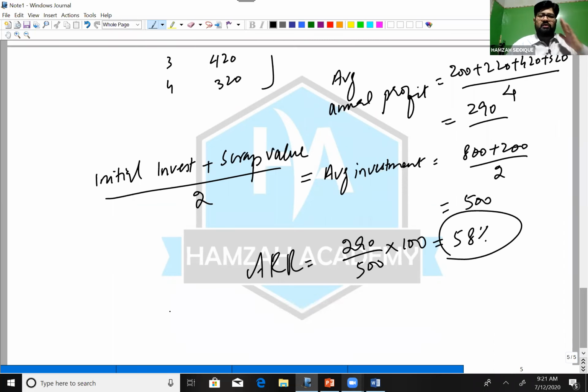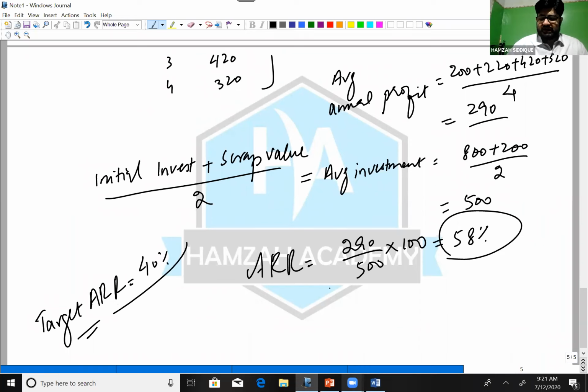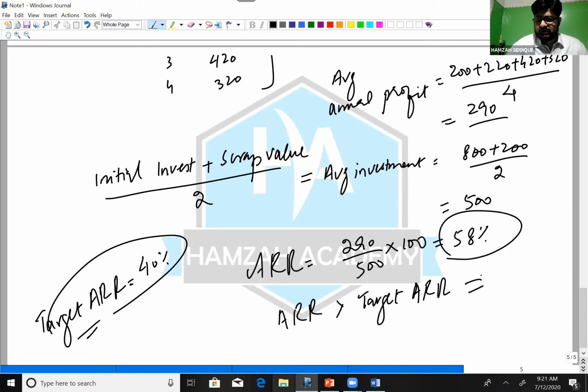Usually companies, the board of directors, decide a target ARR. For example, if they decide 40%, then we say that if the ARR of the project is greater than the target ARR, we should accept the project. Or vice versa: if it is less than it, we should reject the project.